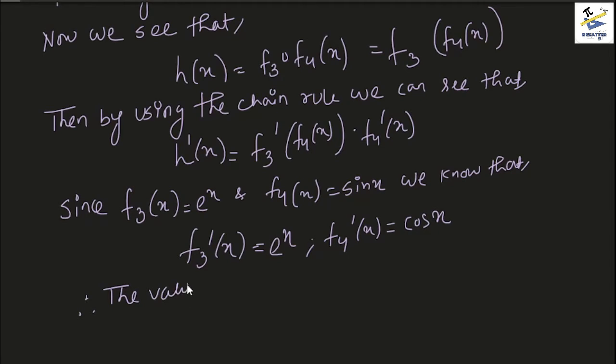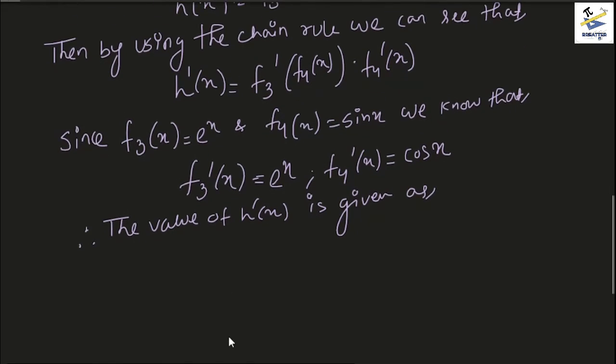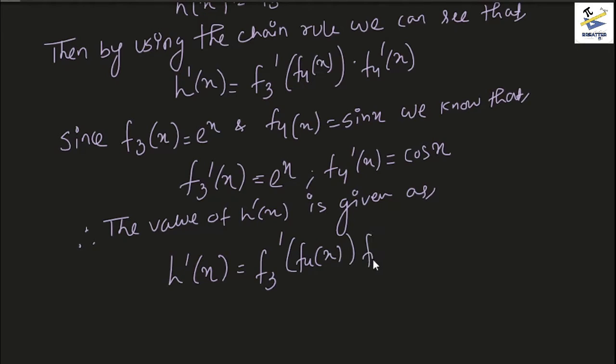the value of h prime x is given as h prime x equals f3 prime of f4 x into f4 prime of x, which means it's basically e to the power sin x into cos x. So this is our number 1.